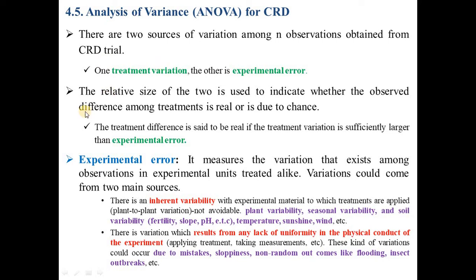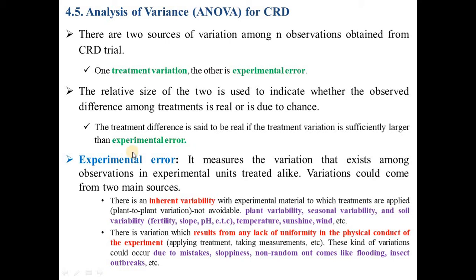experimental design. And the relative size of the two is used to indicate whether the observed difference among the treatments is real or due to chance, and thus the treatment difference is said to be real if the treatment variation is sufficiently larger than that of the experimental error. So if the difference between the treatments is greater than the experimental error, we can say that the difference is real, whereas if it is less than the experimental error, it's due to chance.